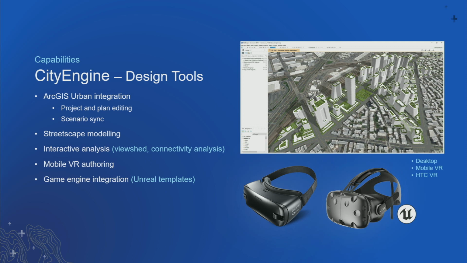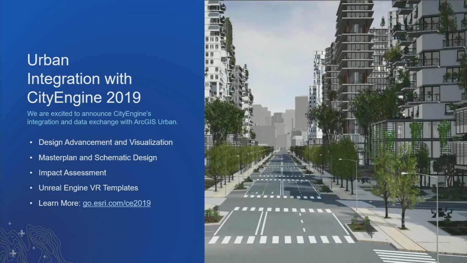CityEngine also adds some unique capabilities, such as streetscape modeling, which we don't have in ArcGIS Urban. You also have all those interactive analytic tools, viewshed and connectivity analysis, that you can run on top of your plans and projects. And then it's also the gateway to getting plans and projects out if you want to, for instance, author it for VR, or use game engine integration to create some high-end visualization.